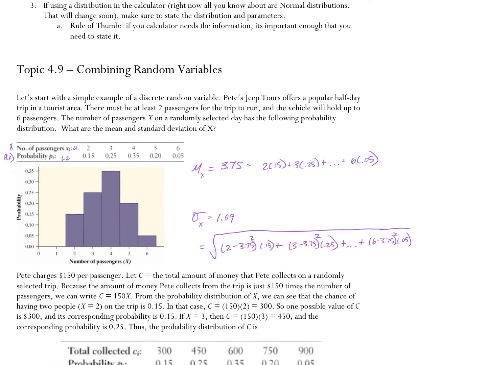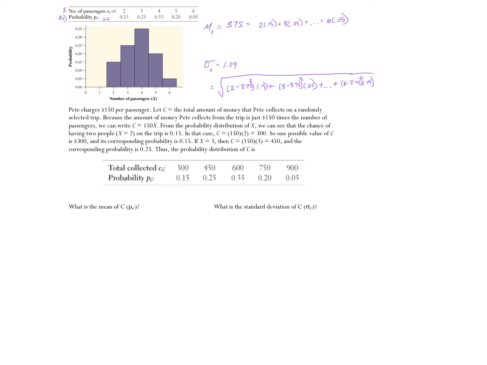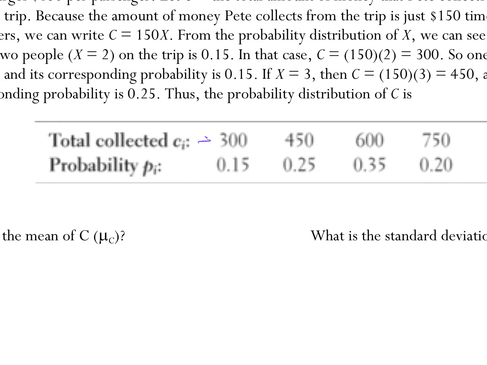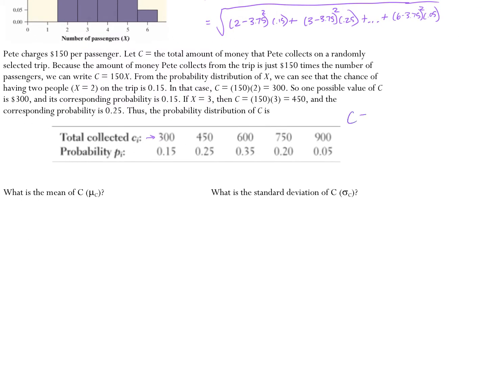All right, now, Pete doesn't just do this for free. For each person that goes on his trip, he charges $150. Everybody with me? So the total money he'll collect, if he has 2 people, would be $300. If he has 3 people, it'd be $450, right? And so what we really have is a new distribution where the money he collects is equal to 150 times the number of passengers he has.